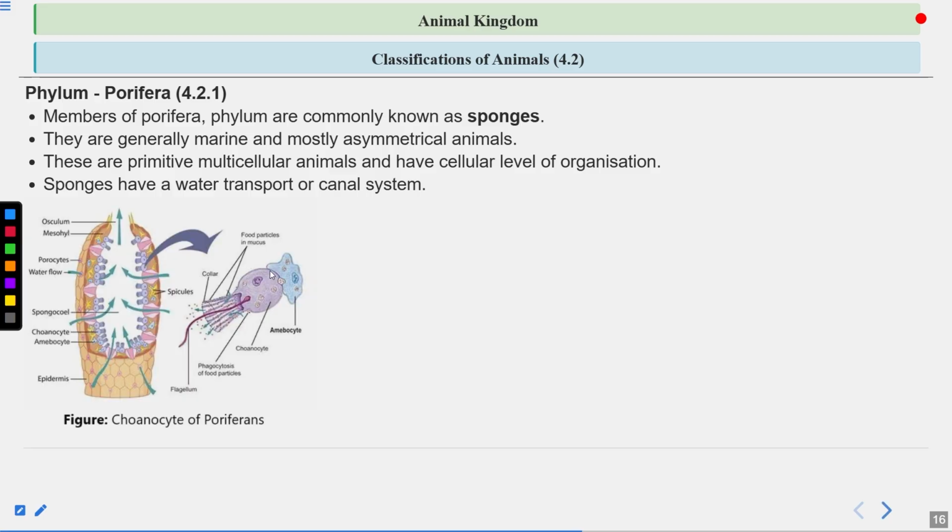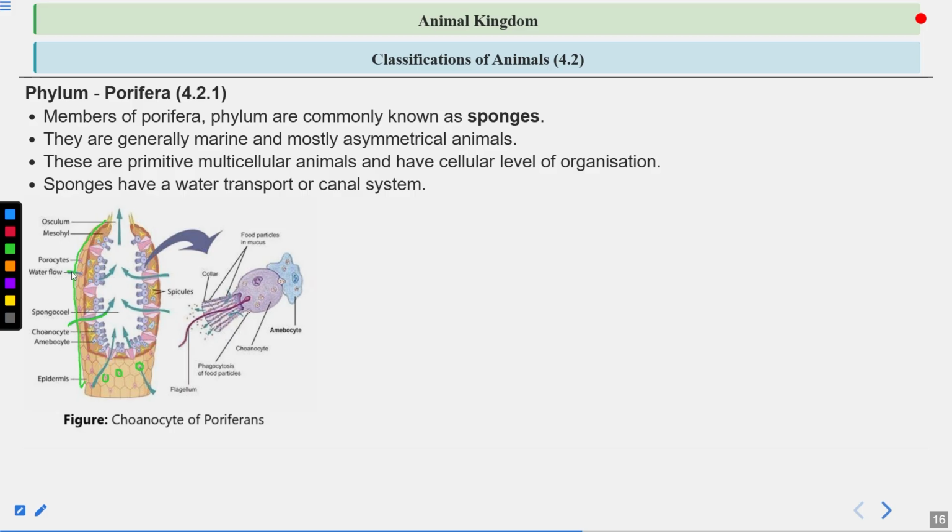So here you can see the canal system. If you see the outer body surface, it is smooth, but they have very small pores here. You can see these small pores, like a structure, small openings, right? And these are called ostia. And from these ostia, the water comes inside.